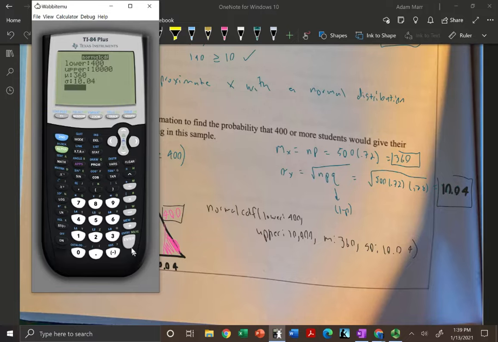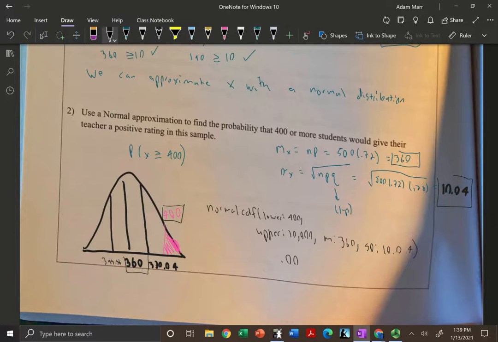All right, no problem. So we have it right there, and we're going to get a really small probability. This is e to the negative fifth, that means 10 to the negative fifth. So that's going to be 0.0000338. Okay, so basically, essentially, this is 0.